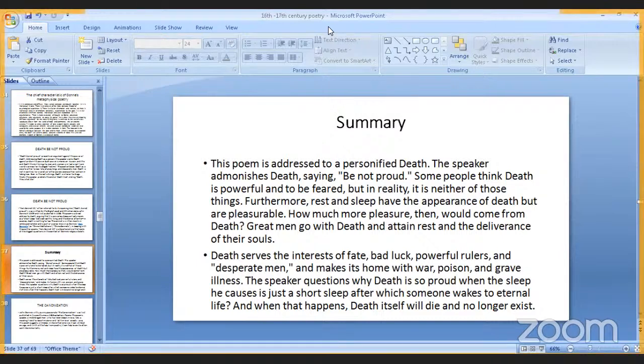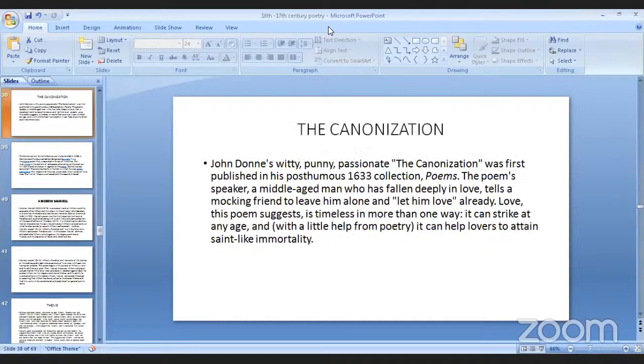So death serves the interest of fate, bad luck, powerful rulers, and desperate men, and makes its home with war, poison, and grave illness. The speaker questions why death is so proud when the sleep he causes is just a short sleep after which someone wakes to eternal life. And when that happens, death itself will die and no longer exist. Right.